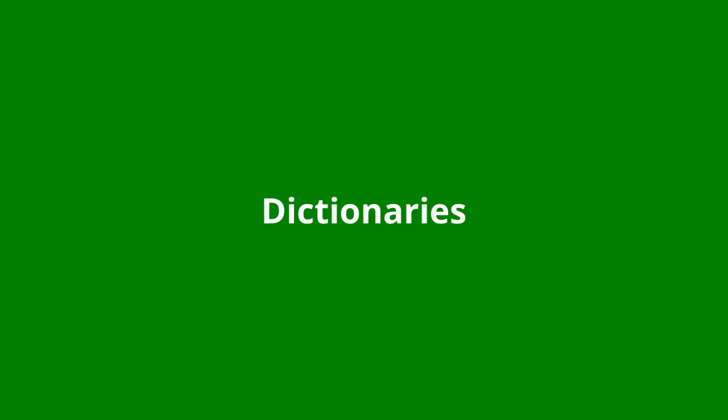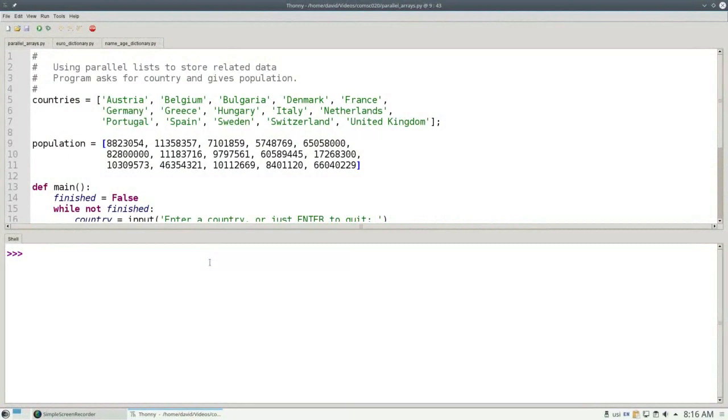Lists are great for things like the weekly or monthly temperatures, where you naturally index by the position in the list. What if we had a program that asks for the name of a country and then tells you the population of that country? Here's such a program using something called parallel lists. Each entry in the countries list has the population in the corresponding location in the population list.